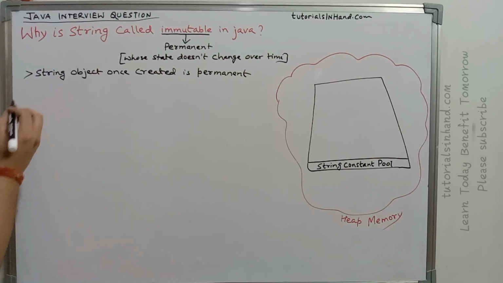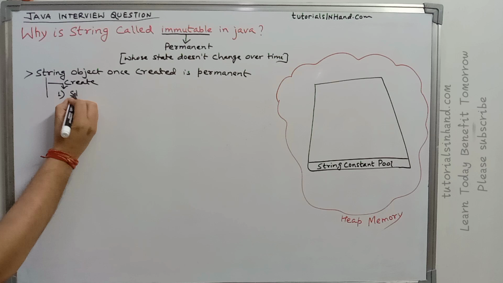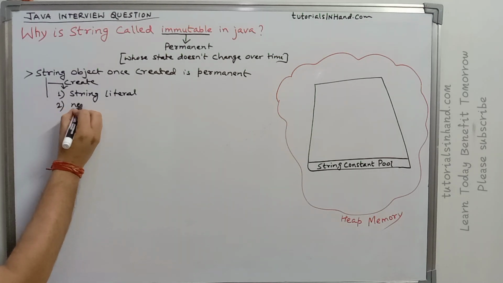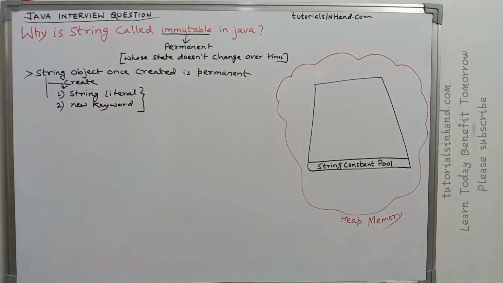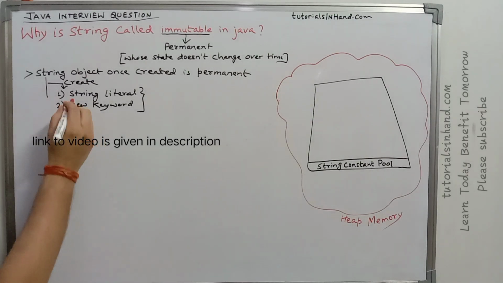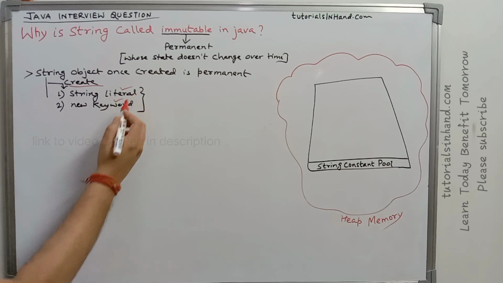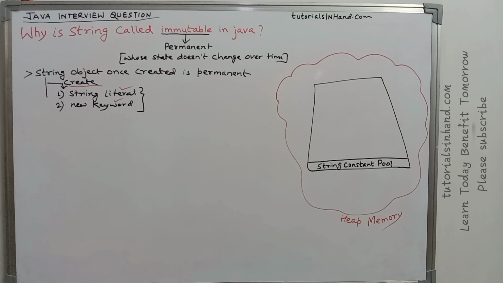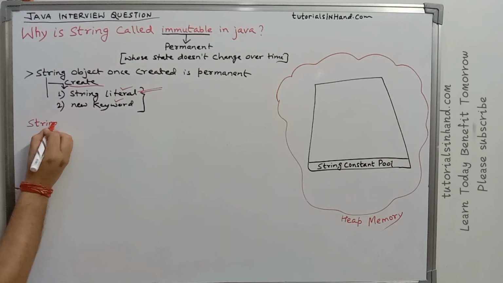this question? So the first thing is, you must know that we can create a string in two ways. The first one is string literal and the other one is using the new keyword. We have explained this clearly in another video tutorial, so you can check that video if you don't have an understanding of how we can create a string in Java. For explaining this immutability, we are going to take the example of string literal.